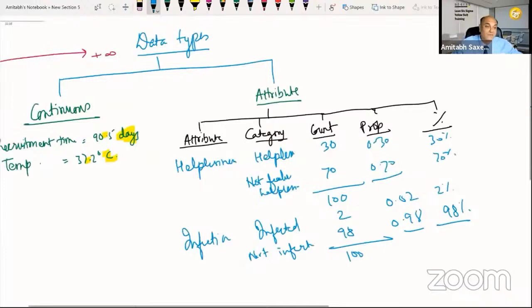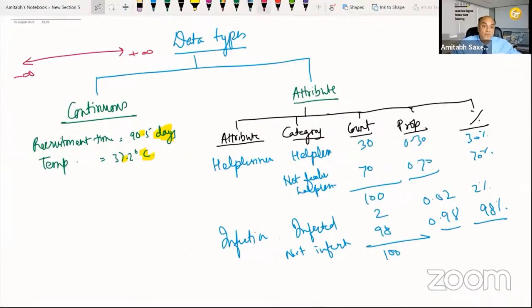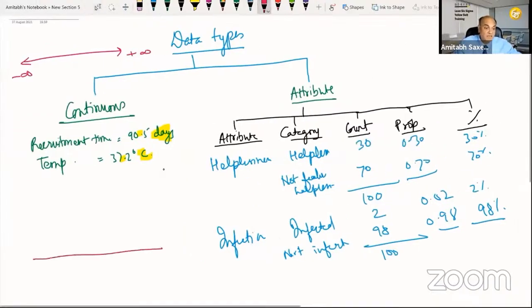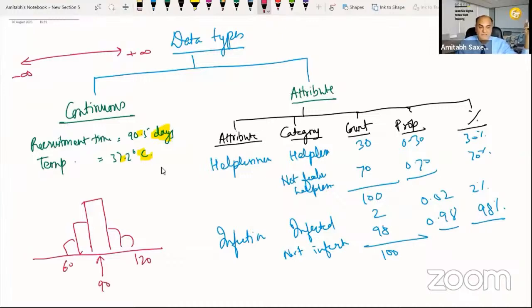For example, when you are dealing with continuous data, you have to make a histogram. You can express it as a histogram. Recruitment cycle time, on an average 90.5 days. But I go sometimes as high as 120 days, as low as 60 days. Okay. It will follow normal distribution.